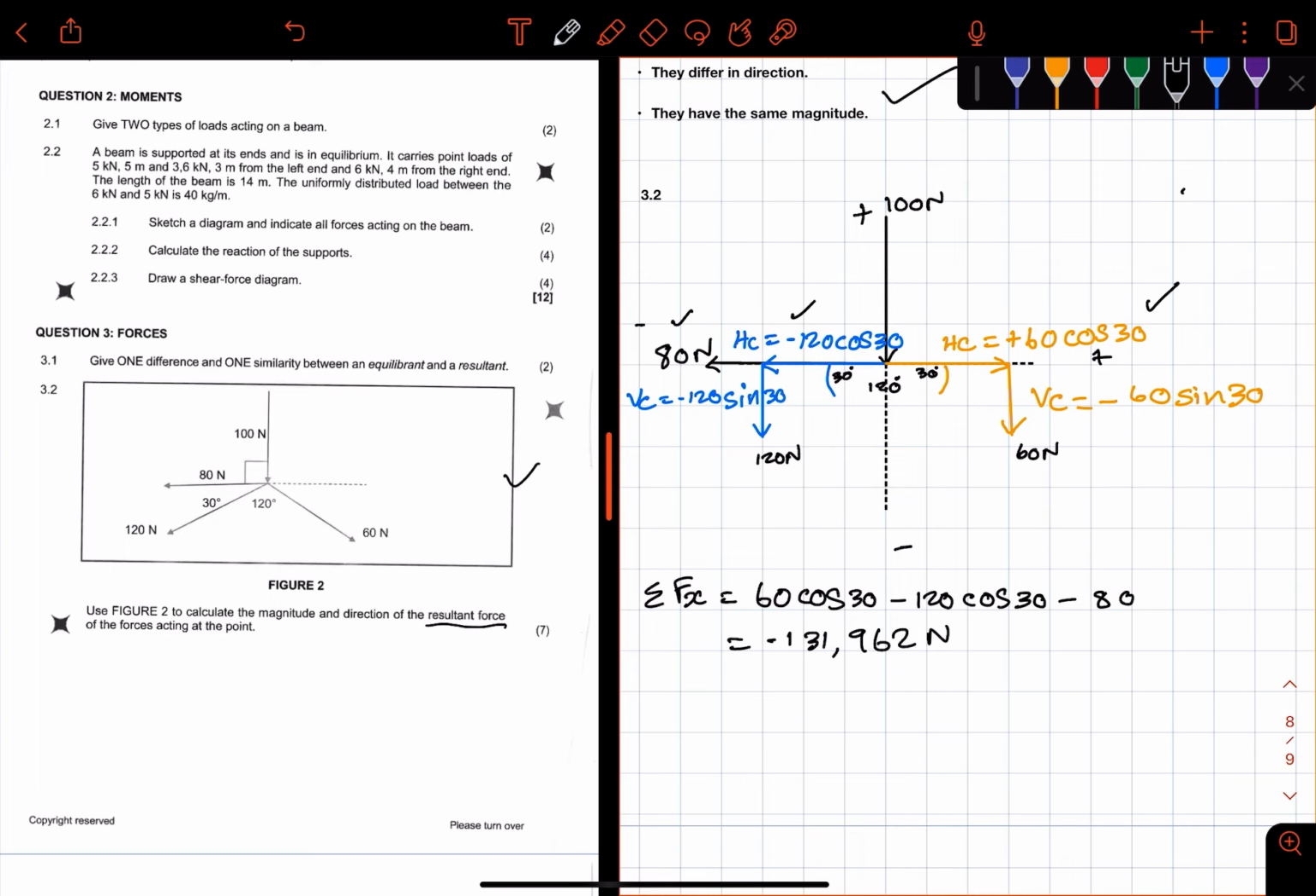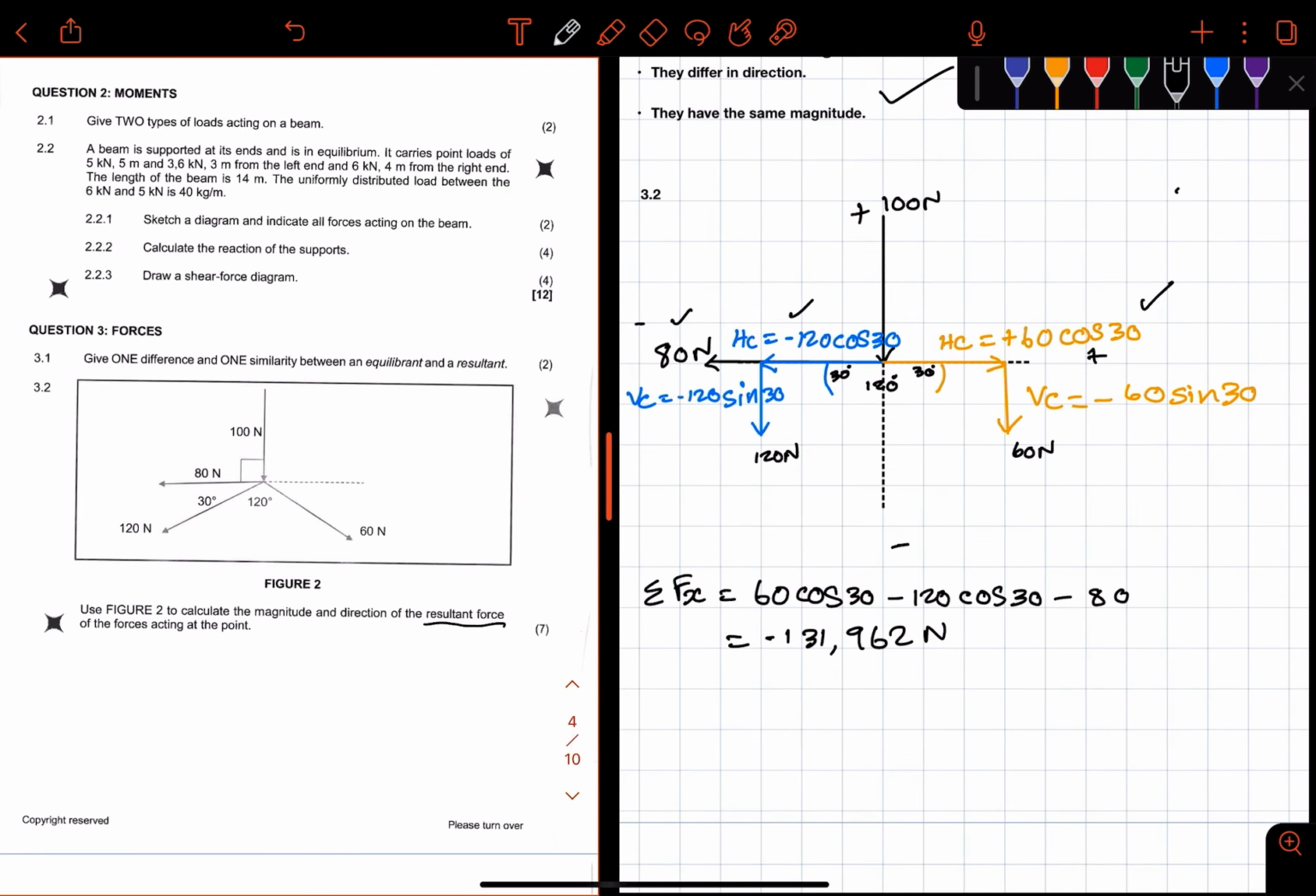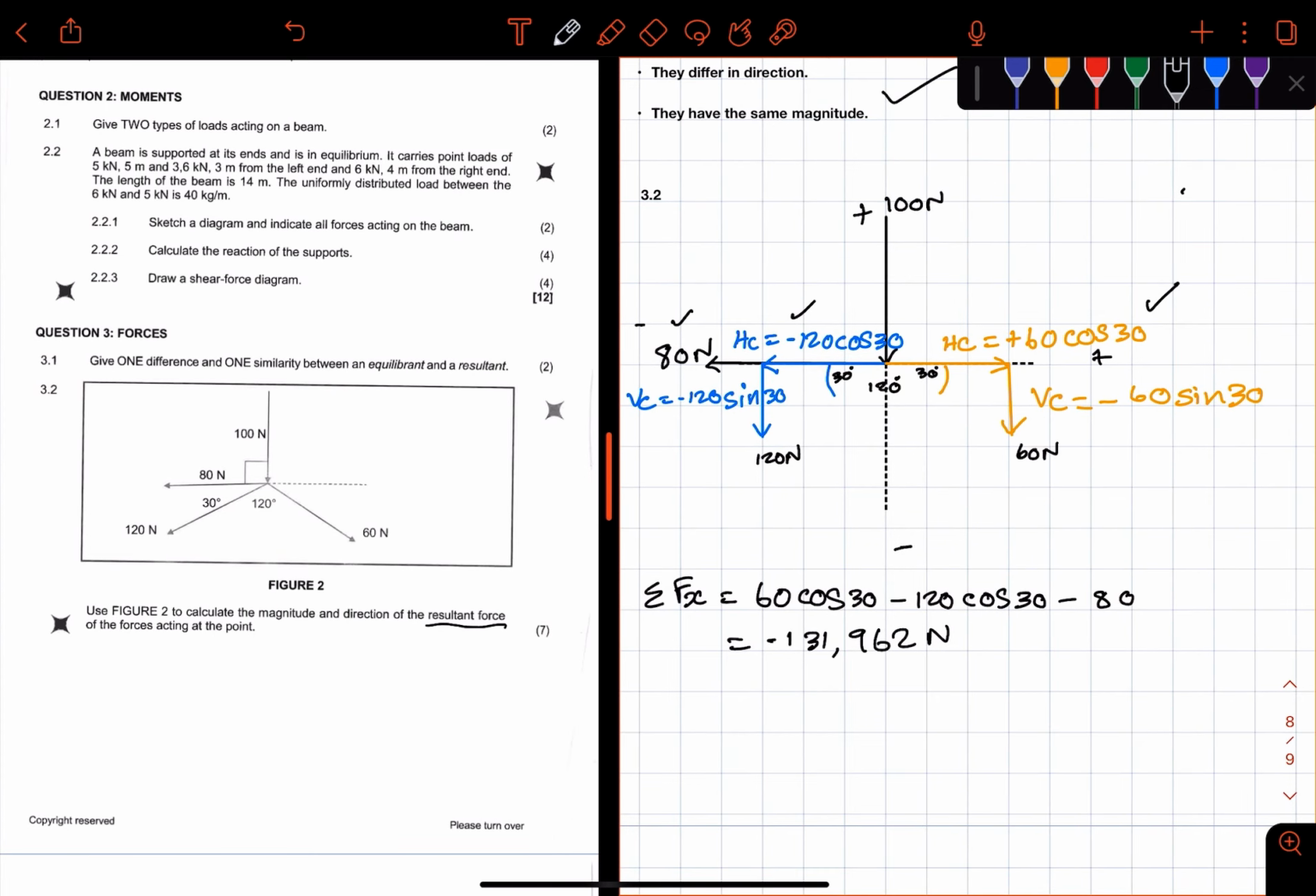Remember the sign, right? The sign tells us the direction of the force. Meaning, since this is a force in the x direction and it's negative, it means this force is going where? Is going west. So this is actually equal to 131.962 newtons west, right?